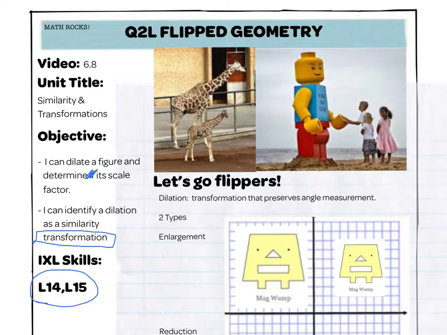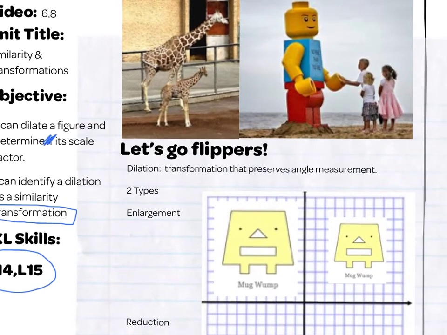So a dilation is a transformation that preserves angle measure. That's it. That's all it really preserves. And there are two specific types of dilations. The first one we're going to talk about is an enlargement. Okay, so let's start off with our pre-image.